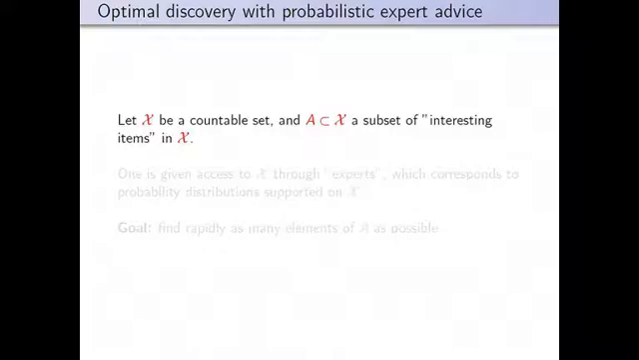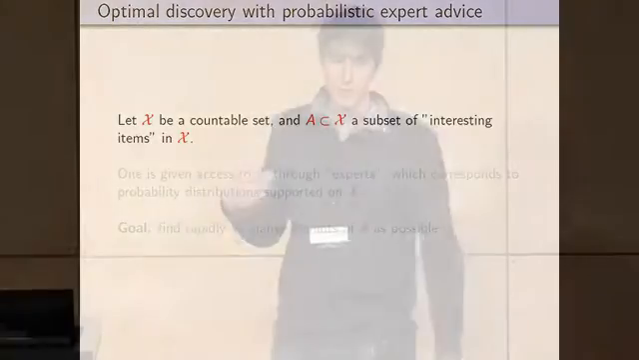So here is the problem slightly more formally. We have X, which is a countable set. So think of X as the potential inputs to your algorithm. And we have a subset A of interesting items. Okay, so what are these interesting items? These are the inputs that will make your algorithm fail, that will make your algorithm bug.